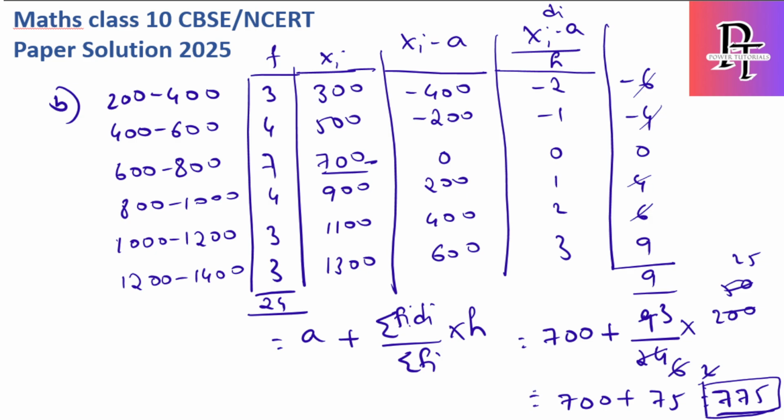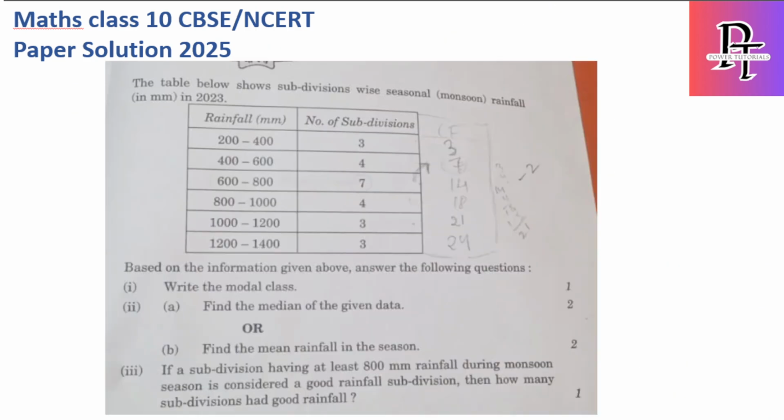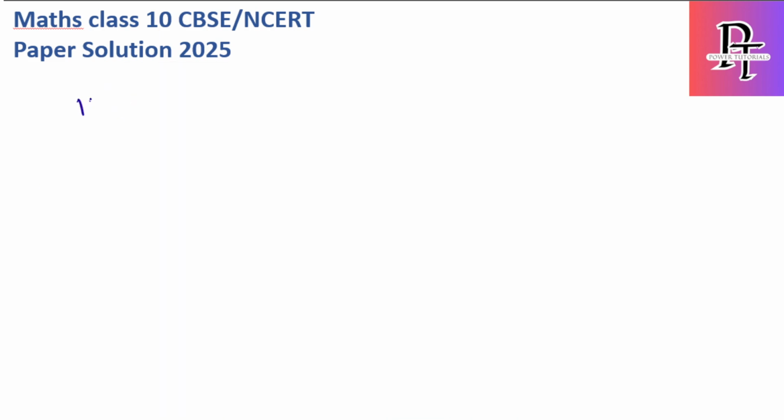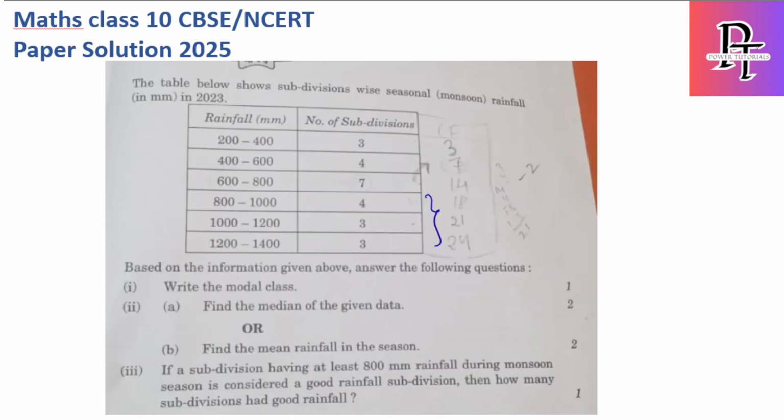Now let's go to the last question of our question paper. If the subdivisions having at least 800 mm rainfall during monsoon are considered good rainfall subdivisions, how many subdivisions have good rainfall? So it is very easy. Whichever is greater than 800, so these three, which is 4 plus 3 plus 3, which is 10. So 10 subdivisions have good rainfall.